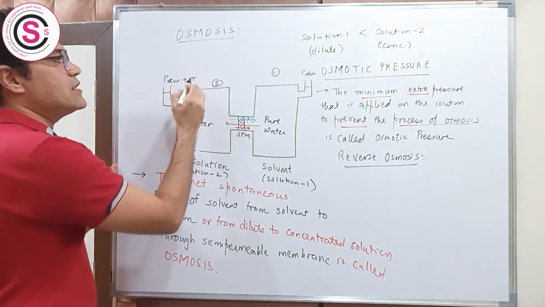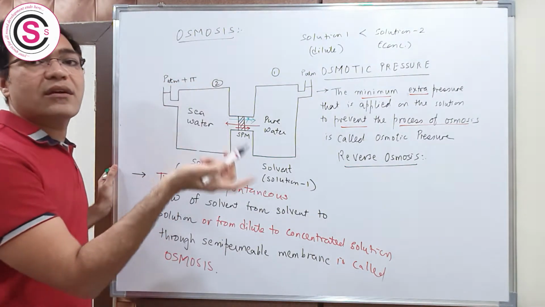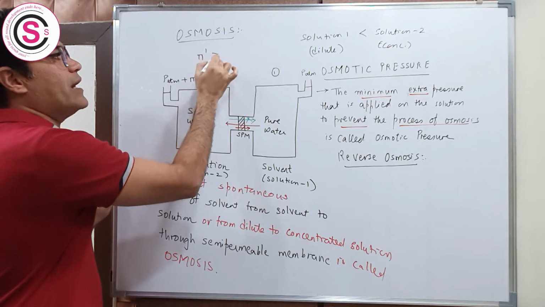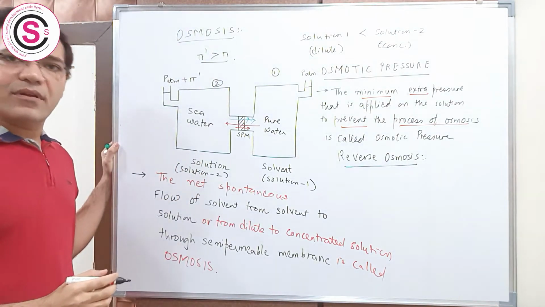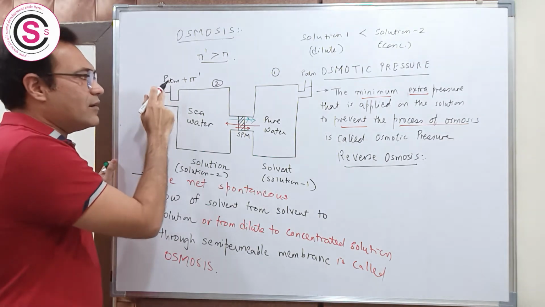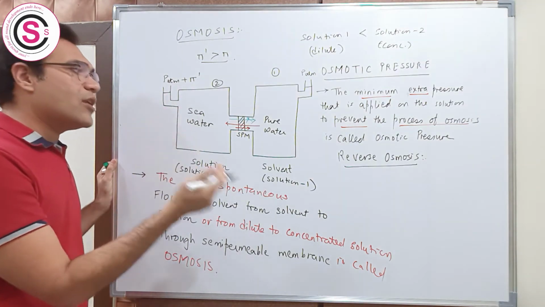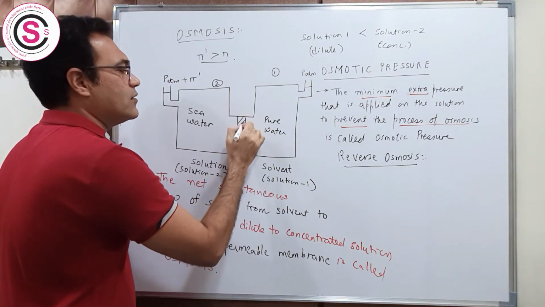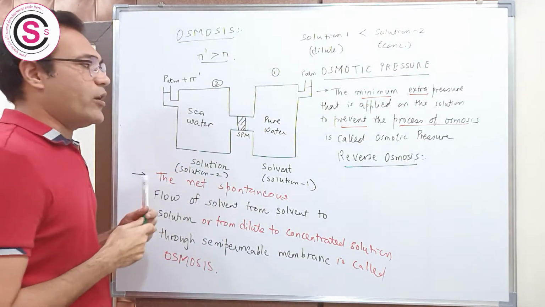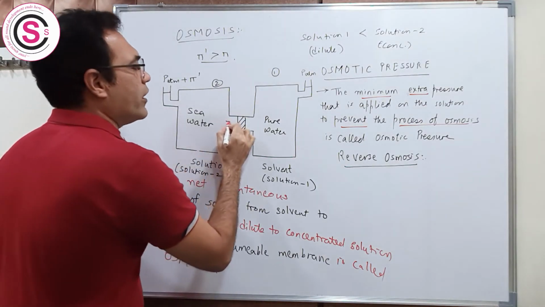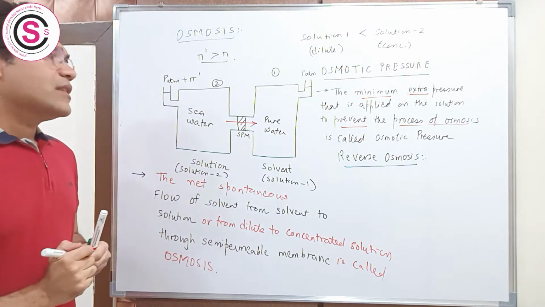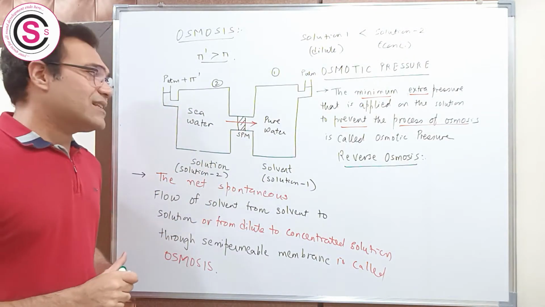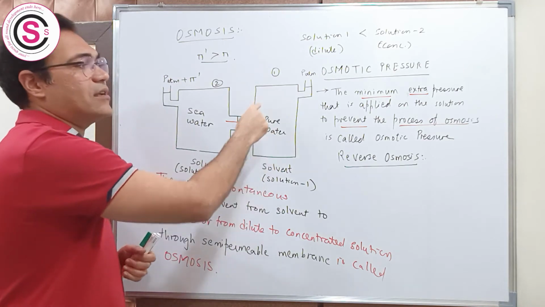Now students, what I do here is, suppose here I am applying pressure more than the osmotic pressure. So suppose here I apply pressure pi dash, where pi dash is more than my osmotic pressure pi, right? So when I apply pressure on this side, more than osmotic pressure, then students, you will find that the net movement of solvent molecules will be from container 2 to container 1, right? The net movement of solvent molecules will be from container 2 to container 1. So as a result, what will happen? Here we will collect pure water.